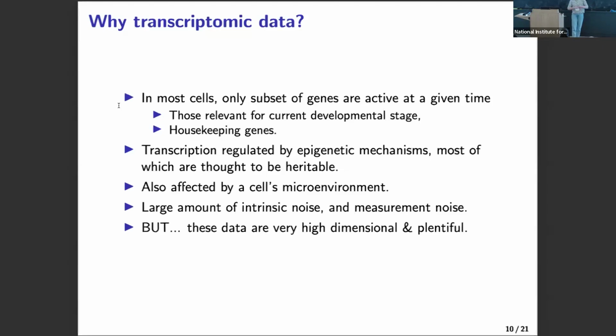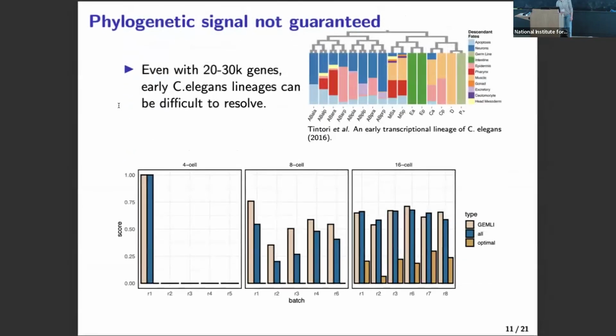But the caveat is that these data are very plentiful and very, very high dimensional. It's not uncommon to hear researchers in this field say, but we have tens of thousands of genes, so there must be enough signal to overcome these limitations. We wanted to investigate this a bit further. You can take basic systems to make the point that this is actually not guaranteed. Even in a simple example where we only have 4 generations and 20,000 genes, this is not guaranteed. Here I've shown a very basic example on C.